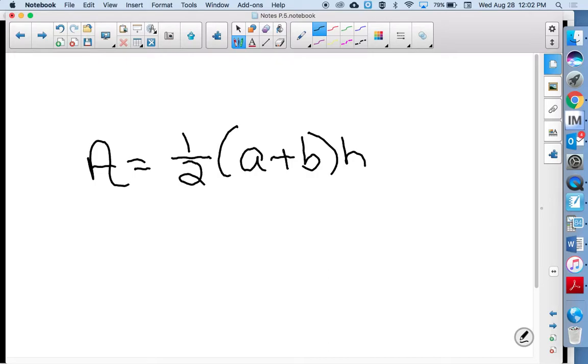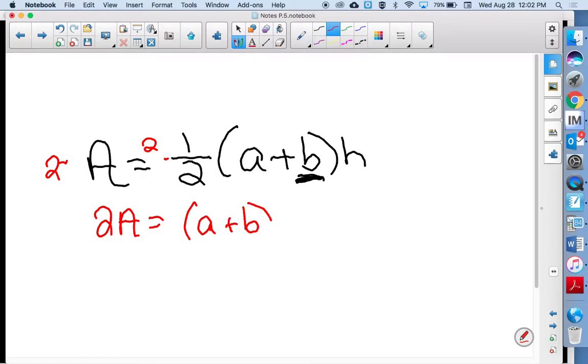So the goal is to solve for b. And what's one thing, Drew, you could do to solve for b? Well, you can get rid of the 1/2. Yeah, let's get rid of that. Take that to the other side, so you don't have that 1/2 to worry about. So multiply by 2. Now we have 2a. Drew, what else could you do? You could distribute the h. Yeah, so you could distribute the h.